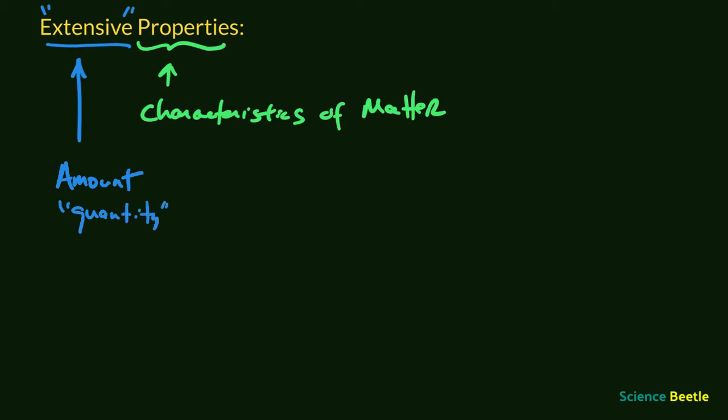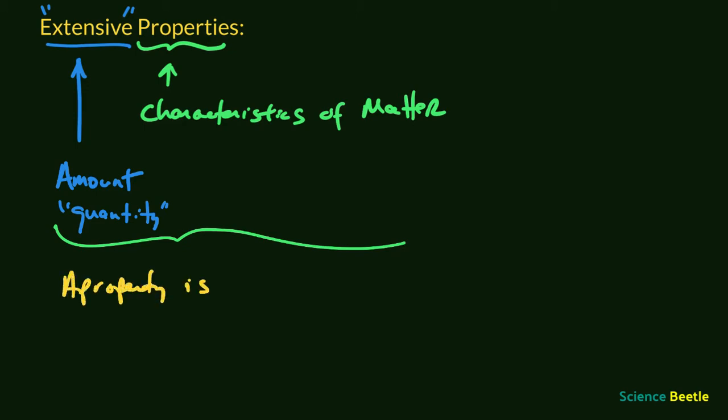Now, the reason that this is important is because if we take these two items, the matter that we're referring to in terms of the property is going to be the following. That is, the extensive property is a property that is dependent on the amount of matter present.